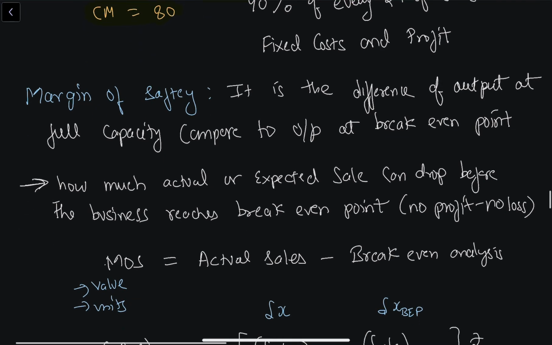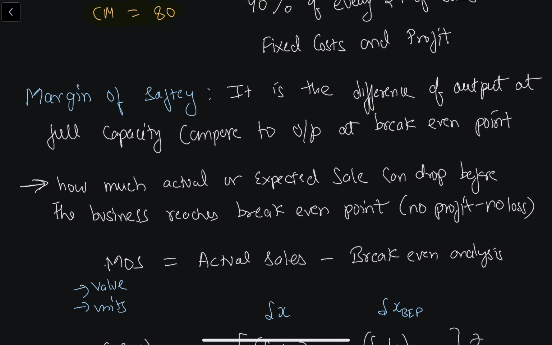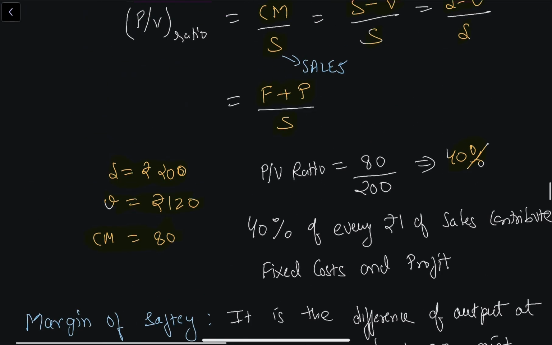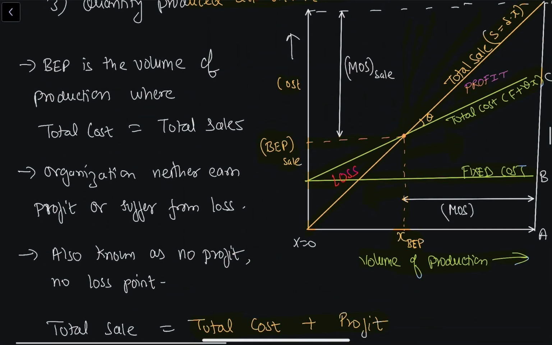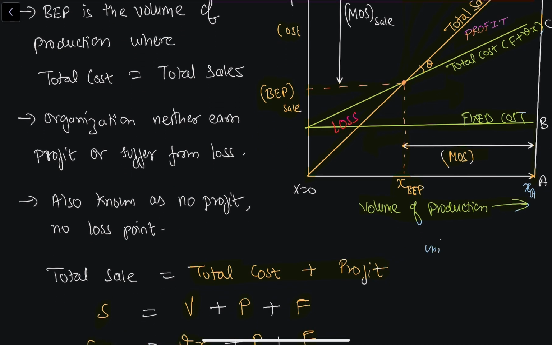Okay, next we have the margin of safety. Margin of safety is the difference between output at full capacity and output at break-even point. We have seen the margin of safety here in the graph. So this is the margin of safety. Let's suppose you sell this much volume of production, something like XA. Then your margin of safety in terms of units will be XA minus XBEP.